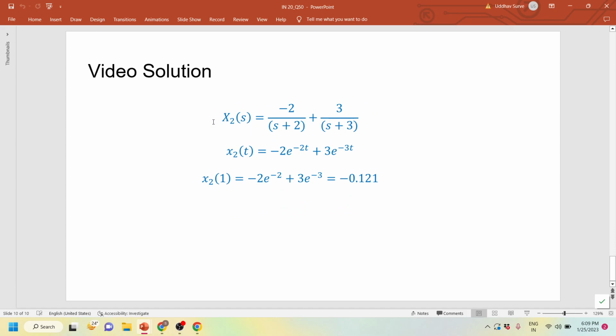I'll summarize here. Partial fractions, then inverse Laplace transform of these two equations, and when you substitute t equal to 1, which is asked in the question, minus 2 e raised to minus 2 plus 3 e raised to minus 3 is minus 0.121. Okay, so this is the answer to this question for X2(1). Okay, so any doubts in this question?